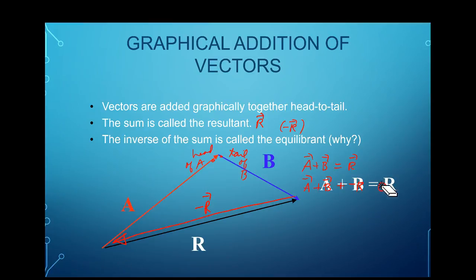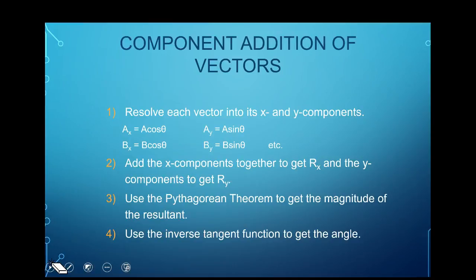Okay, so that just shows that A plus B is equal to R. Now we can also combine vectors using components. So we can take each vector and resolve it into its x and y components. If I have a vector A right here at an angle theta, then I can have Ax and Ay with the following components: Ax is A cosine theta and Ay is A sine theta.